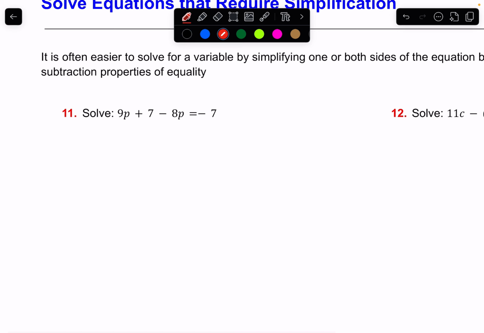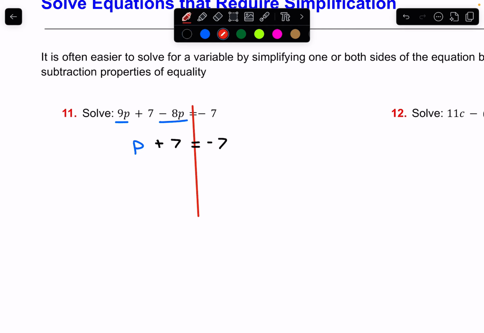Okay, so what I'm going to do is start the same way. I'm going to draw this vertical line just to keep me organized. But then I'm going to combine like terms before I do anything else, okay? Always try to simplify before you try to solve. So what I mean by that, we have a 9p and a negative 8p. Together, that just makes 1p. Okay, so I'm going to have p, that plus 7 is still there, and then negative 7 on the other side. Now this equation is nice and easy to solve.